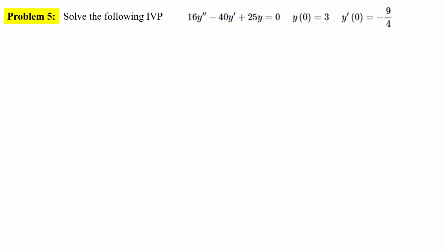All right, and then we'll try one more. 16y double prime minus 40y prime plus 25y equals 0. Okay, and then you have initial conditions. So it is a second degree linear homogeneous equation with constant coefficients. I kind of wish there was a clever name for this one, like Euler or Bernoulli, but as you've guessed, there can be second degree homogeneous equations with non-constant coefficients and so on.